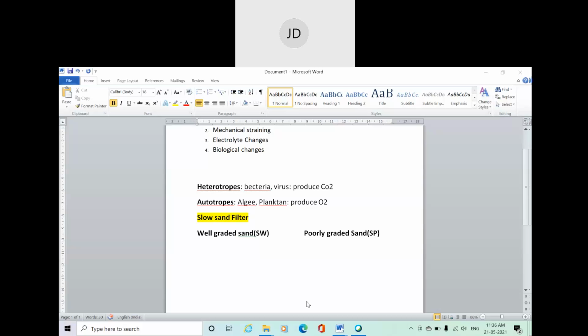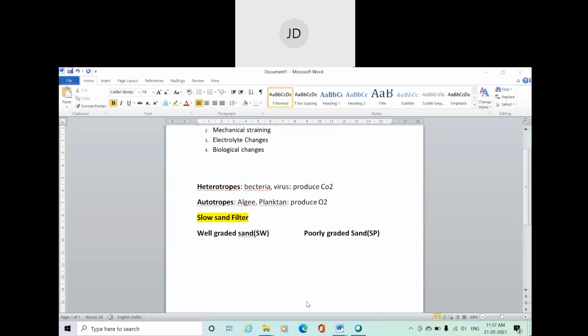So just after the cleaning, the efficiency of the slow sand filter is reduced. That means during cleaning of the slow sand filter, we cannot use that particular water for at least about 48 hours, 2 days at least. To create the biological film, it requires a minimum of 2 days. And we can go for frequent cleaning of the slow sand filter every 3 months.